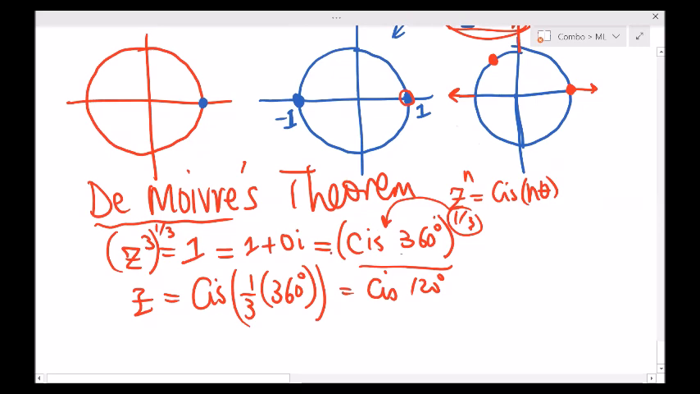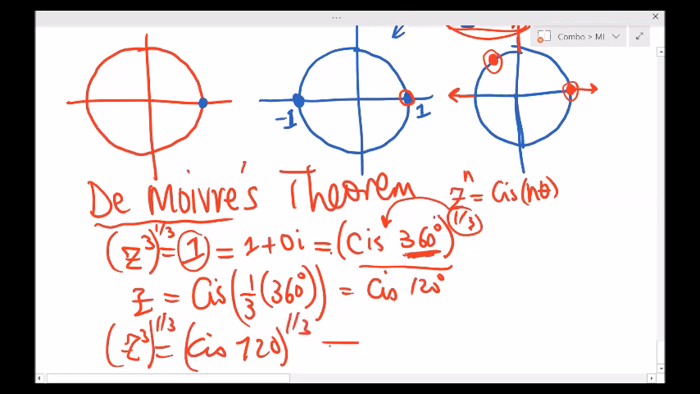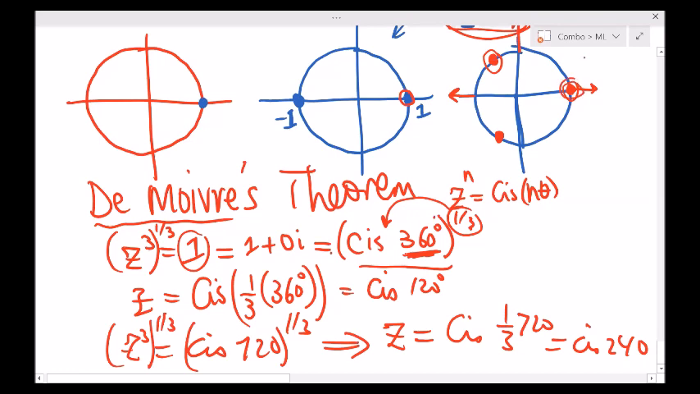But alternatively, if I wrote it as CIS 0, then taking the cubic root would have given me another CIS 0. If I wrote it as CIS 360, it gives me this one. Alternatively, I can write 1 as CIS 720. How about that? Why not? So taking the cubic root of both sides, that would give me z equal to what? Yes, CIS of 1/3 of 720, which is CIS 240. Yay! There you go. So we are able to find all three roots. Technically, once you find one of the roots, it's very easy to find the other two roots.